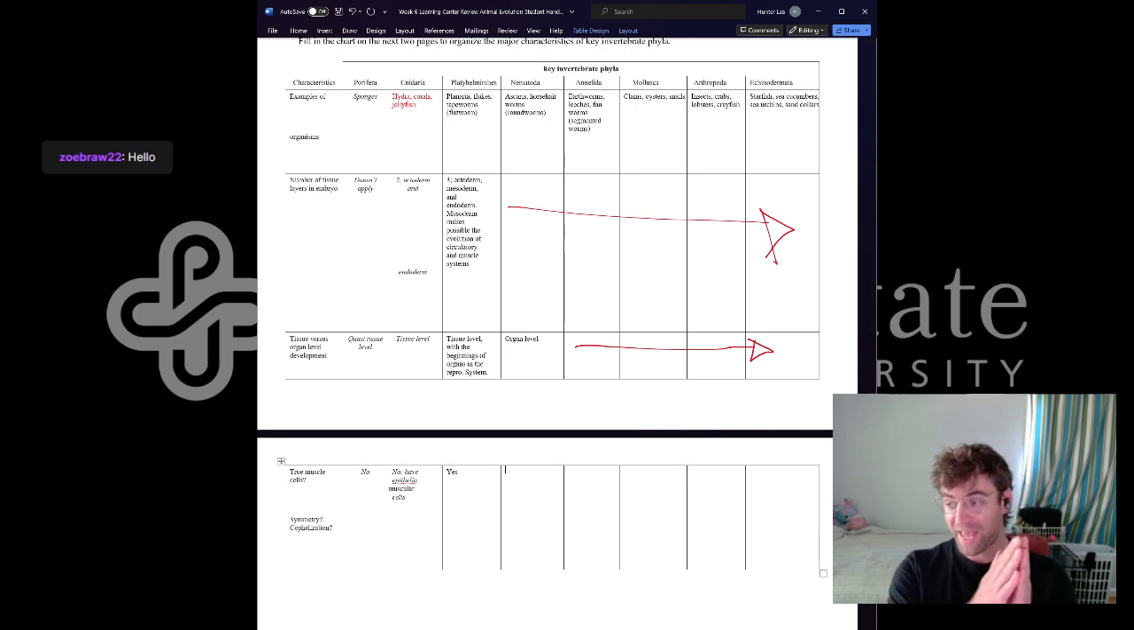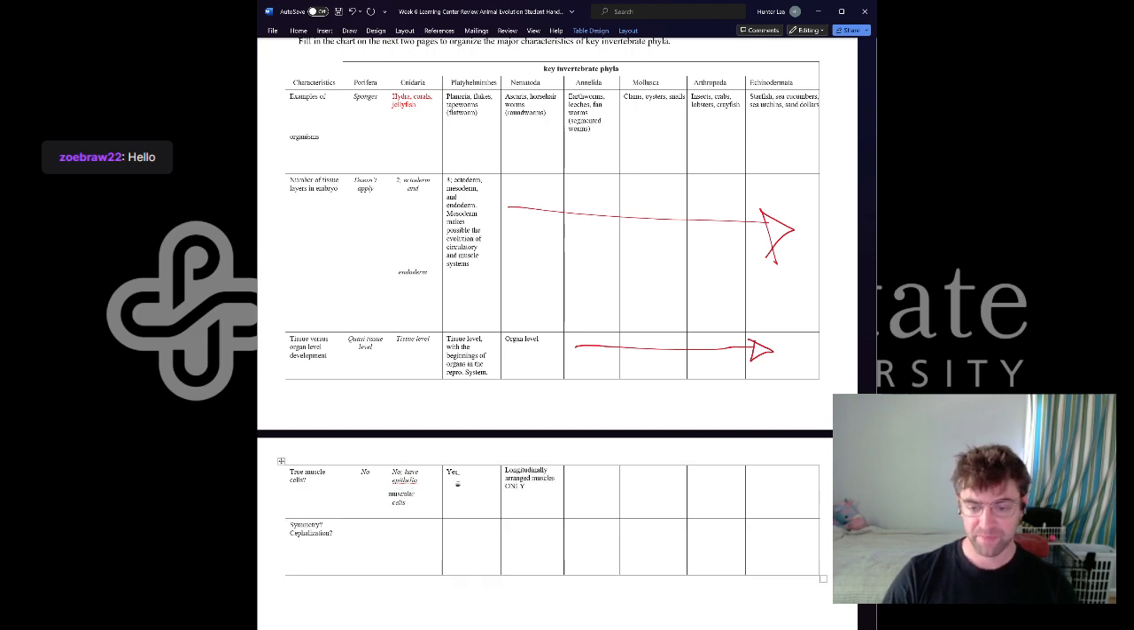So while we have muscle cells through the rest of the phyla here, we have increasing levels of organization and complexity. So for Nematoda, we have longitudinally arranged muscles only. So longitudinally, all of them along the length of the organism. So if we're thinking about our roundworm, it has muscle cells, but they're all arranged in the same direction.